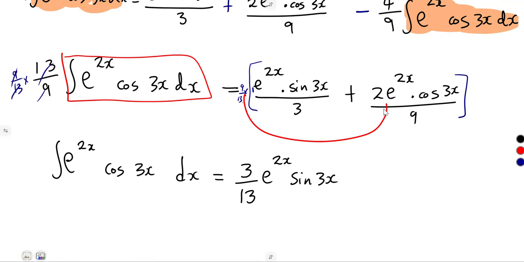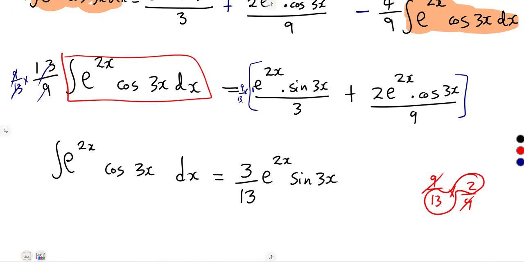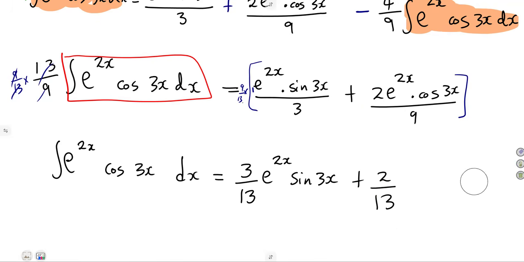You do the same thing. 9 over 13 multiplies this. So it's 9 over 13 times 2 over 9, which gives us 2 over 13 of e to the exponent of 2x cos 3x, which I said you can factor out the e to the exponent of x if you want, or you can just leave it as it is. It's not a problem. So this is the whole integral, guys. Do not forget now to add the constant of integration at the end.